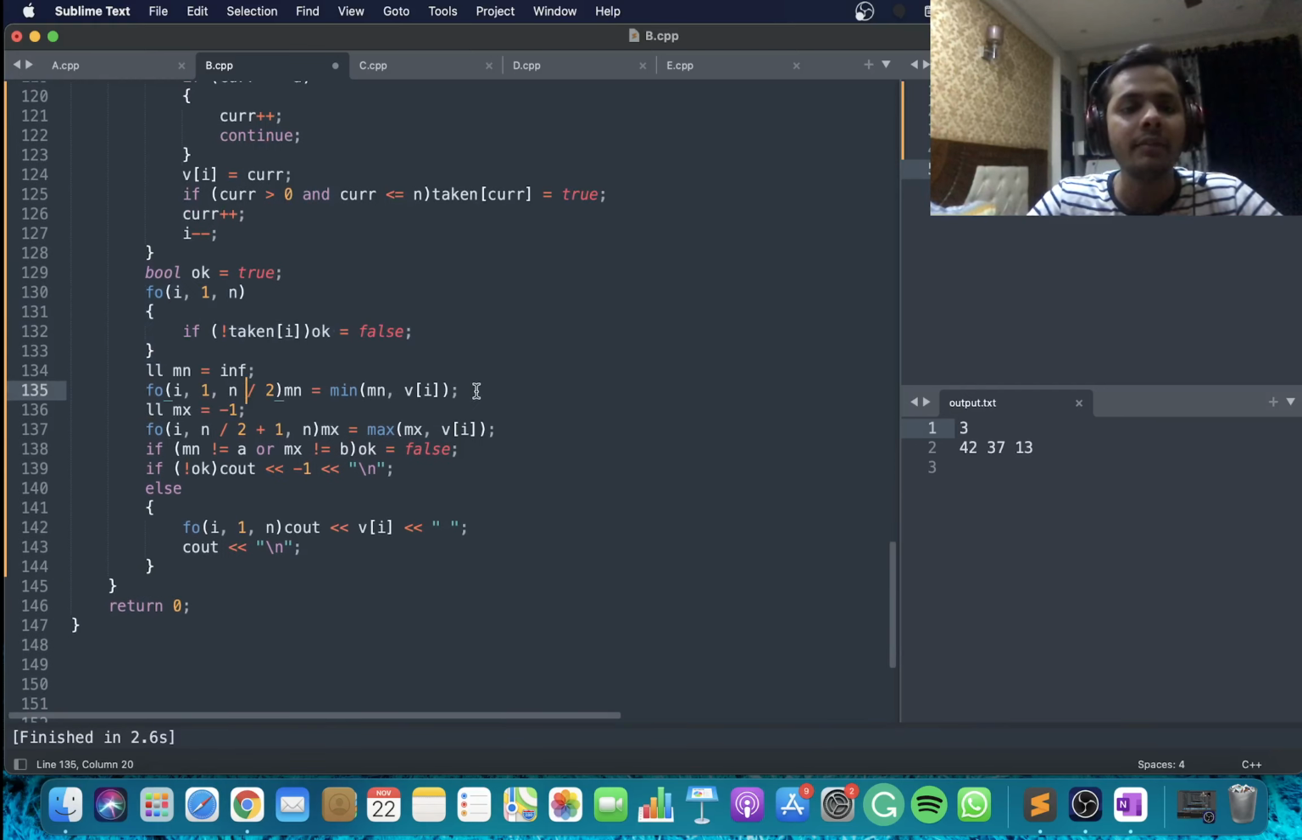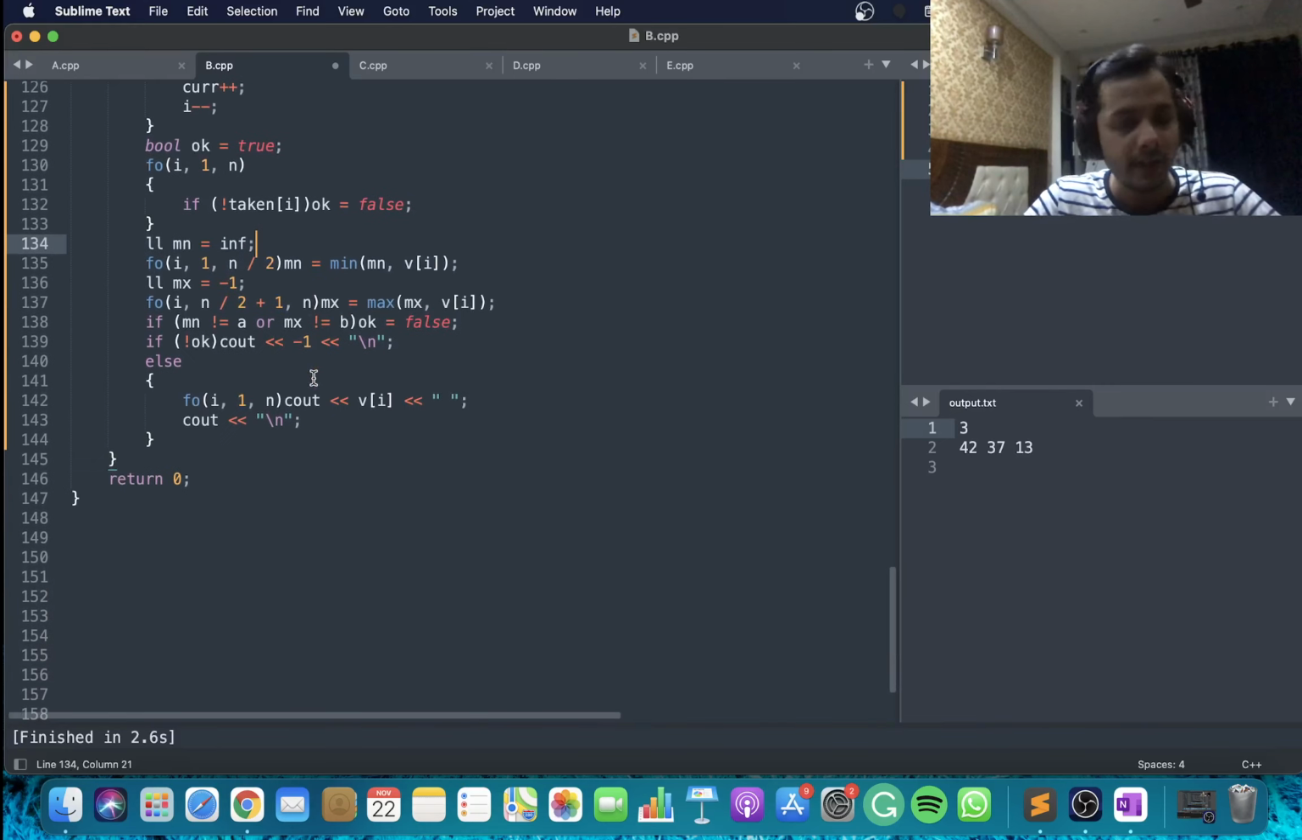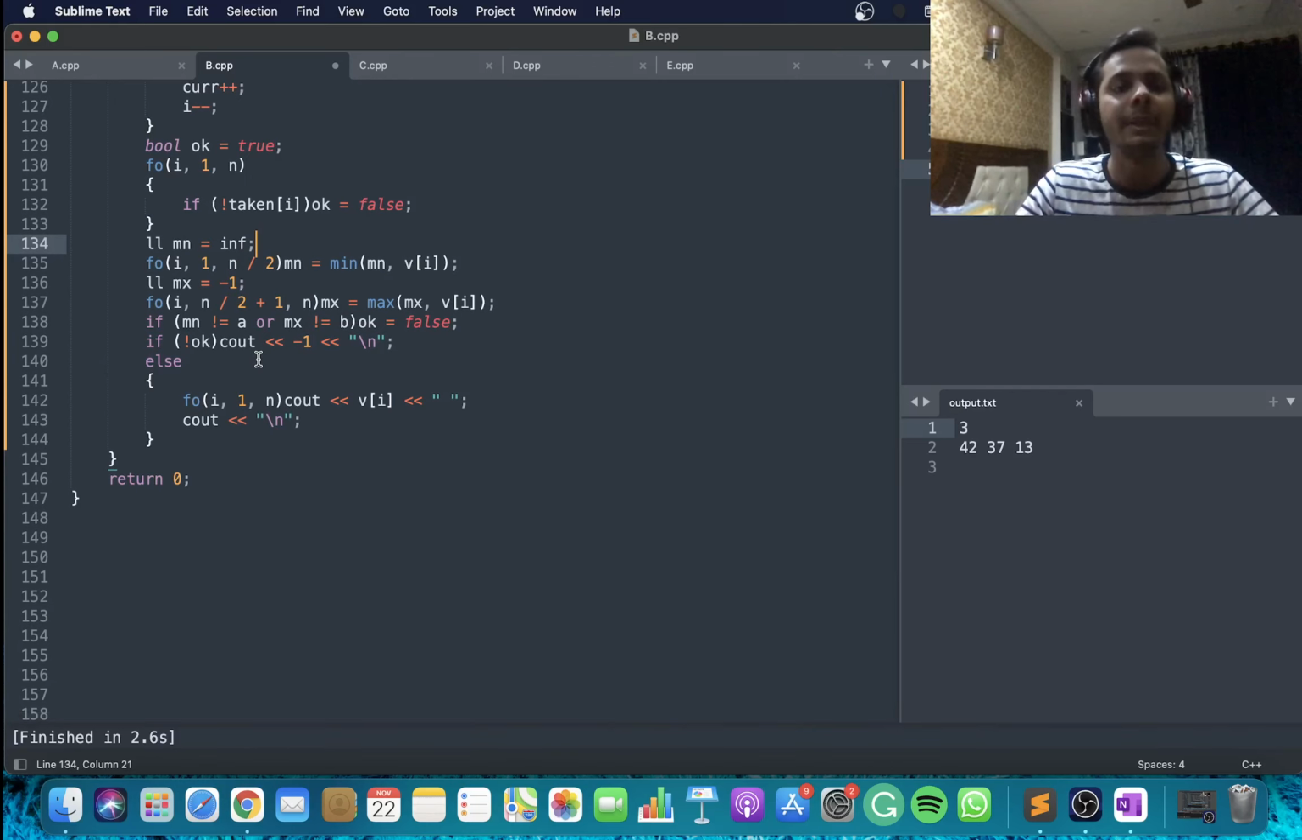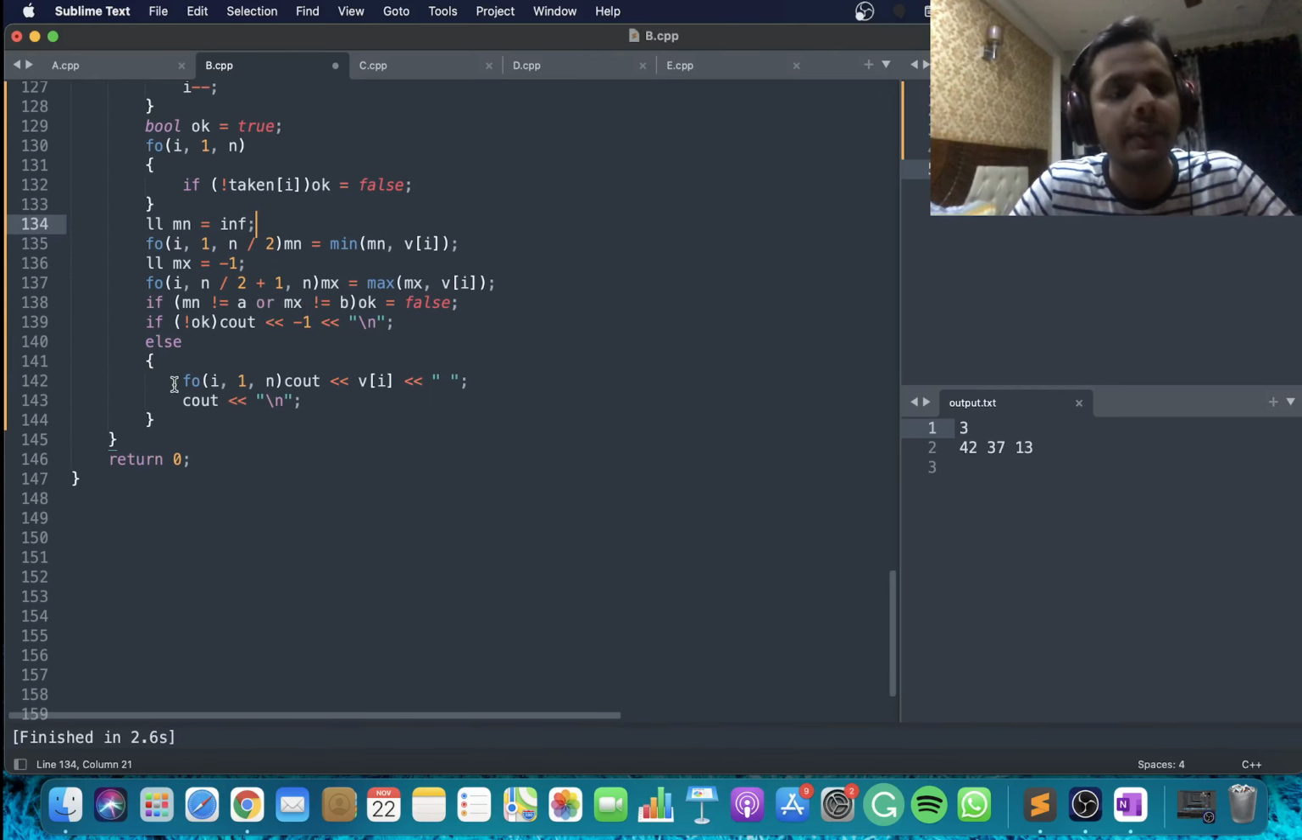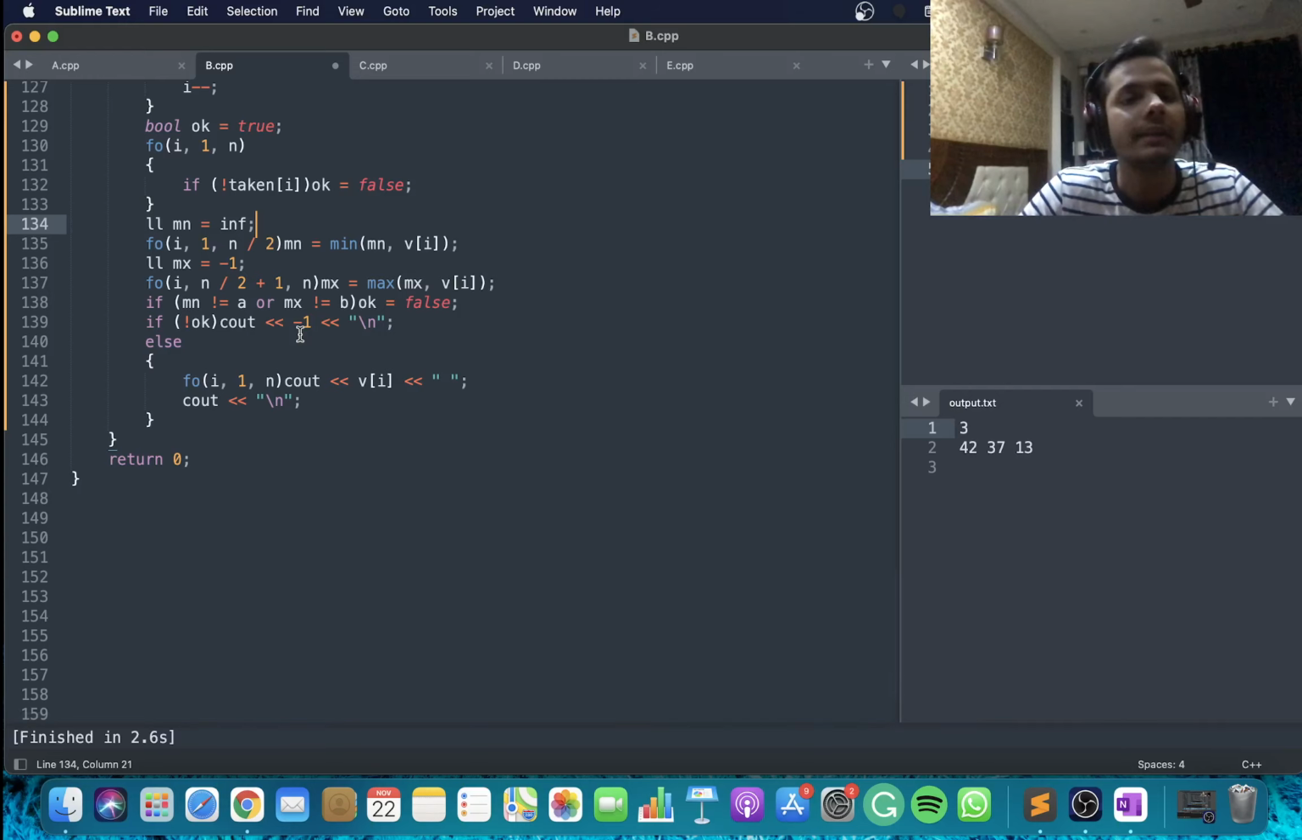And the second thing that I have to verify is that the minimum element in the first half is A, and the maximum element in the second half is indeed B. And if that is the case, then I'm okay. And if that is not the case, I will simply output -1. Otherwise, I will output all the elements in my permutation.